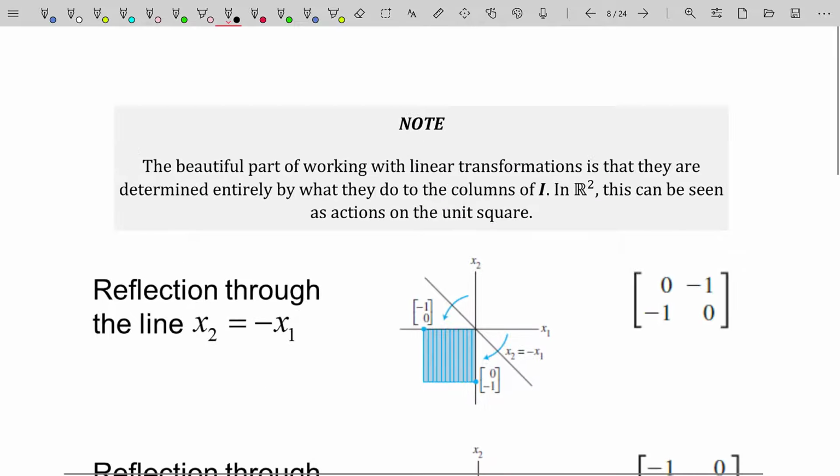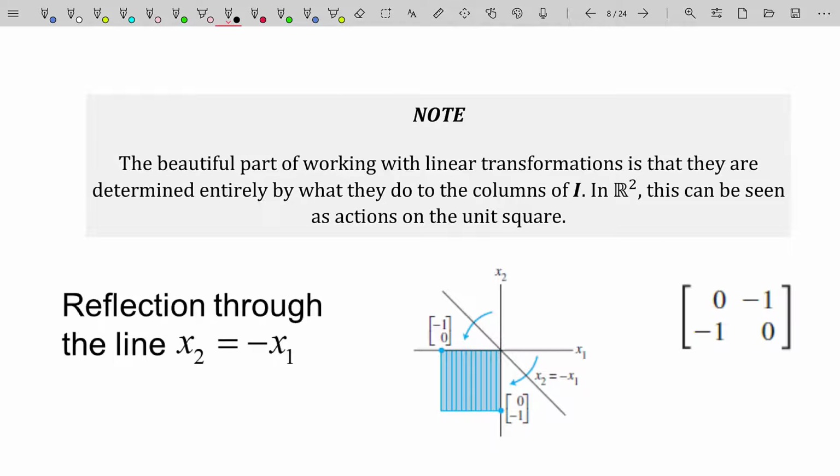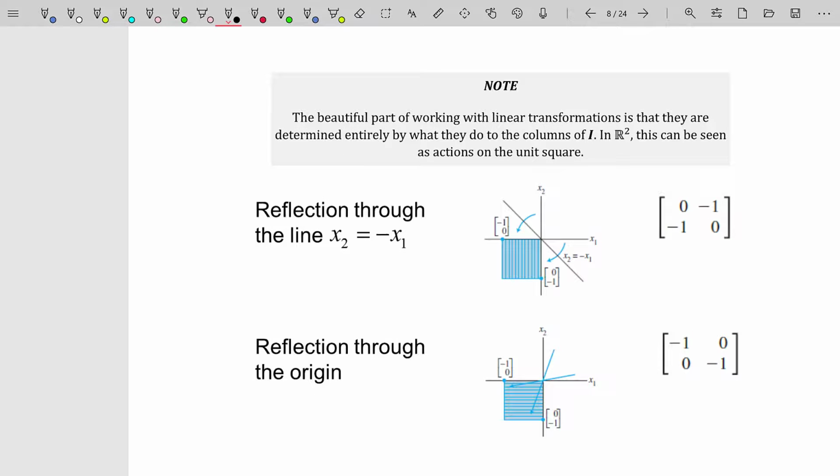Now I completely understand that this video is a long video. It's just how it works with the standard matrix when you're first learning it. There's a lot of little pieces in there that you're kind of getting used to, but it'll pay off in the long run. So let's read this note. The beautiful part of working with linear transformations is that they are determined entirely by what they do to the columns of the identity matrix. And this is what I've been saying for the past few minutes here, right? Whatever happens to e1 and e2, that will determine your standard matrix. But you can visualize it using images like this if you want to.